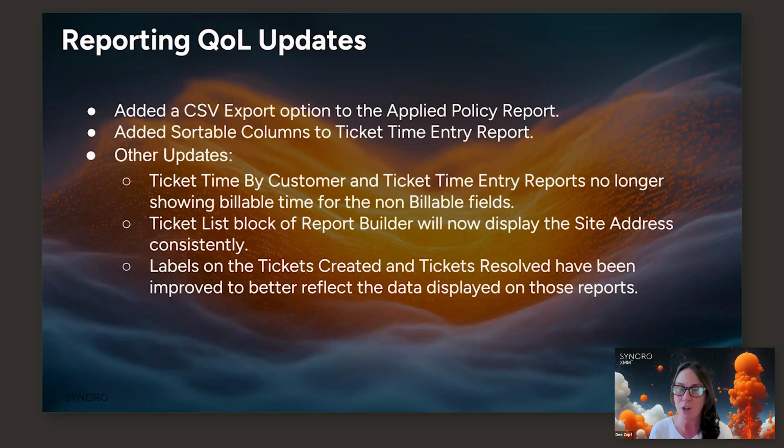A couple of things to call out. We've added a CSV export to the applied policy report. This is something a lot of folks asked for. We also added sortable columns to that ticket time entry report. So you can sort actual or billable or by date, just so you can easily spot unbilled work and keep things running more efficiently. Once again, those are two things we heard loud and clear from a lot of folks.